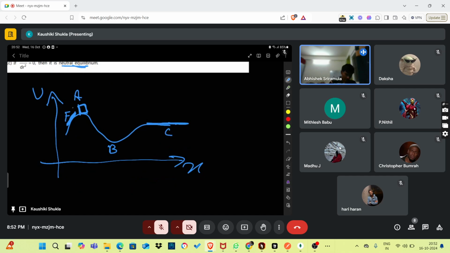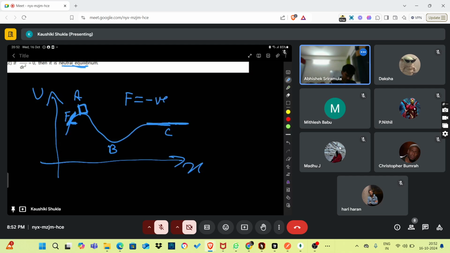If you calculate the slope for the body here, the force comes as negative. The body at position A, if you just look at its left side and calculate the slope, the force is negative because F is negative of du by dx, right? So it is negative. That means it will travel in the negative x direction. That means it is not coming back to its original position, that is position A.